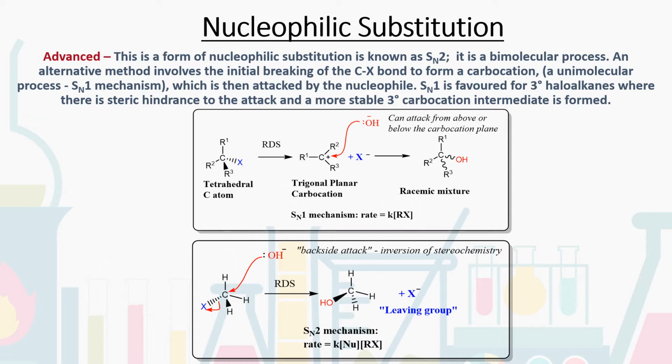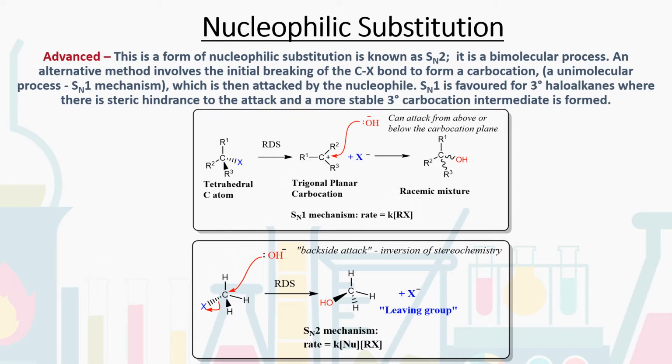So this is where our C-X bond breaks first. We start from our tetrahedral haloalkane. We have our rate determining step, which is the breaking of the C-X bond. That produces a carbocation, a positively charged carbon. That's a planar molecule, and we have our X minus, so this is our trigonal planar carbocation.